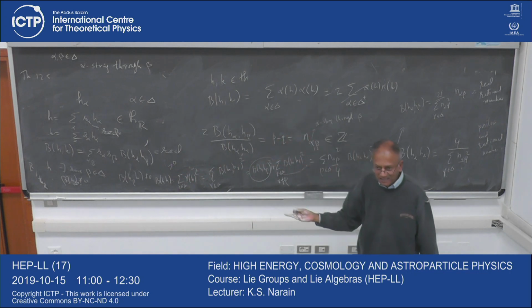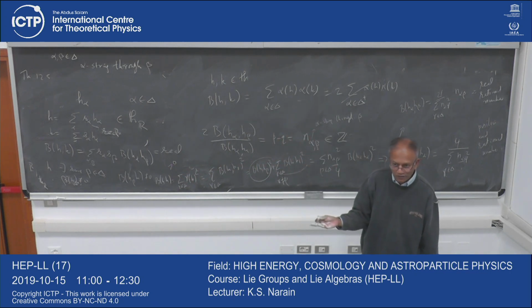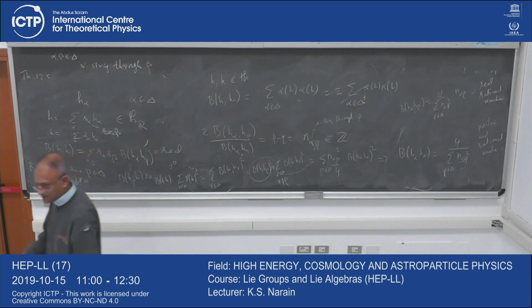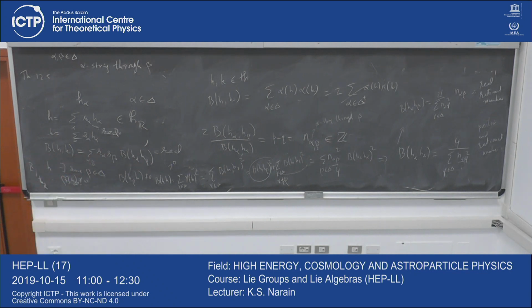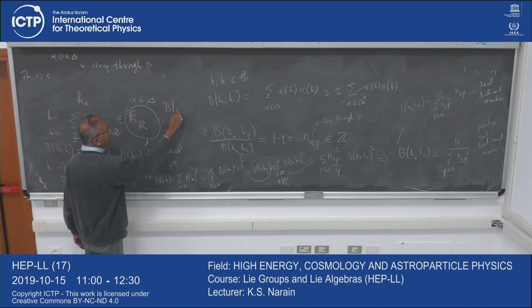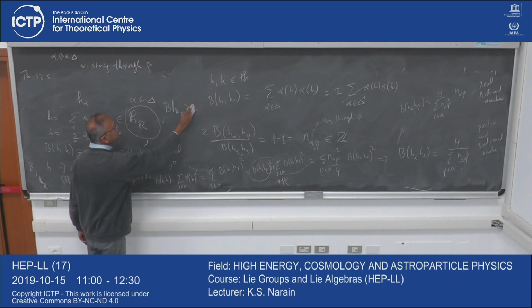Except, of course, if H itself is 0. You could choose H equal to 0, right? But the moment H is not 0, B(H, H) is not 0. It's strictly positive. So that basically completes the proof that B restricted to H_R is positive definite.